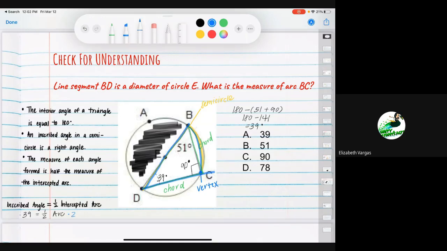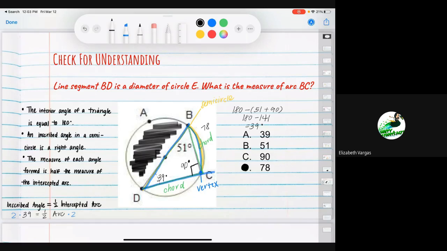Times 2 times 2. 39 times 2 is 78. And so that means that the measure of my arc BC is equal to 78 degrees. So basically what I'm doing is I'm using the second corollary of the inscribed angle theorem to solve for this angle right here.